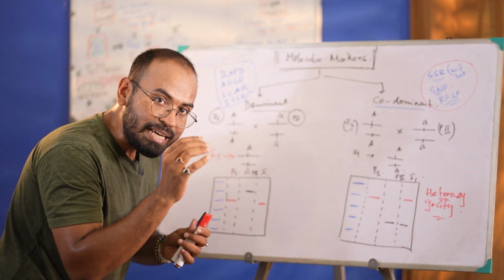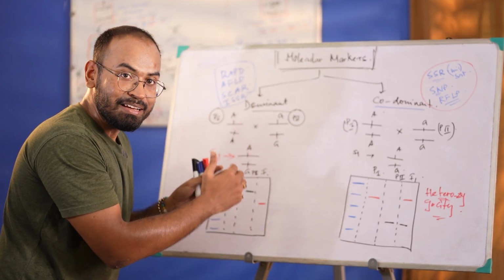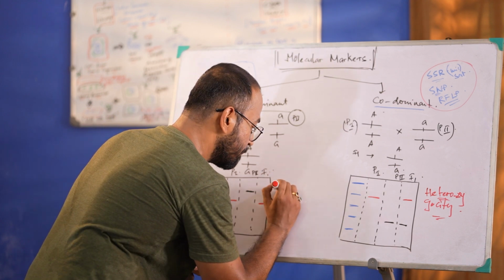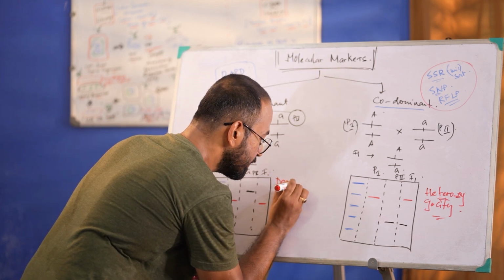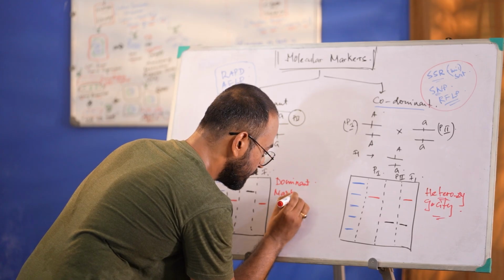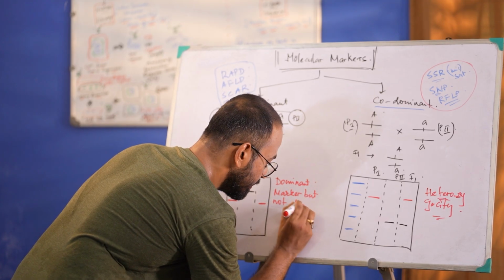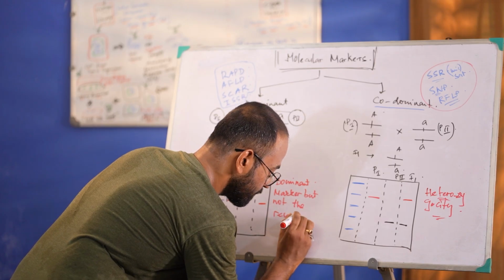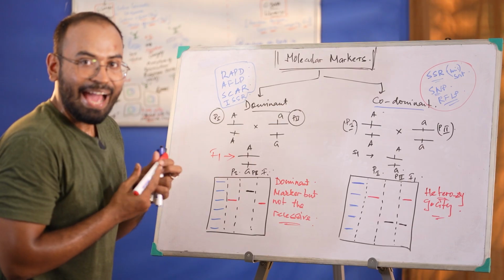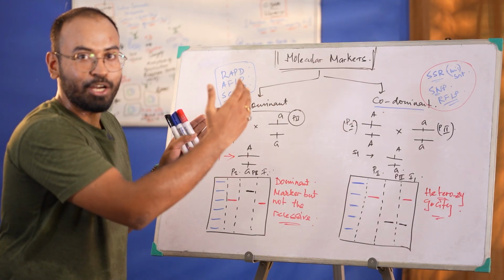This determines the fact that all of these molecular markers will belong to the dominant category, showing only the dominant marker, but not the recessive one. This is how we will analyze the difference between these two categories of molecular markers.